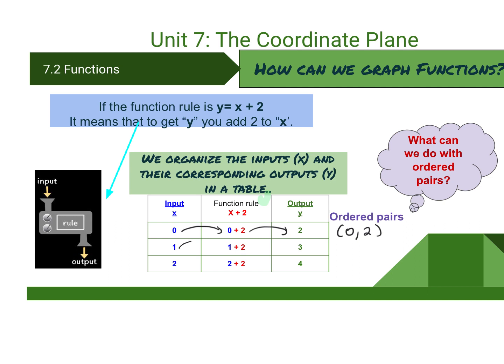Same goes for the next one. I'm going to put 1. I'm doing 1 plus 2 to get 3. So here's my second ordered pair. I'm going to put 2 in. 2 plus 2 is 4. So my ordered pair is 2, 4.